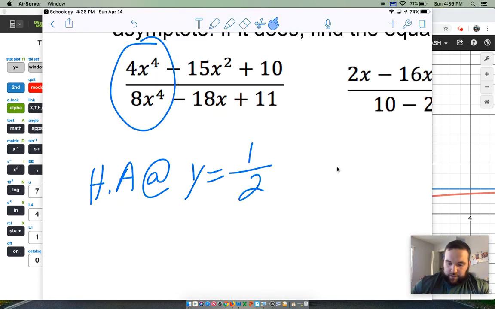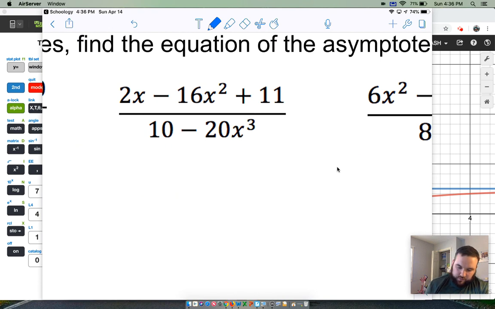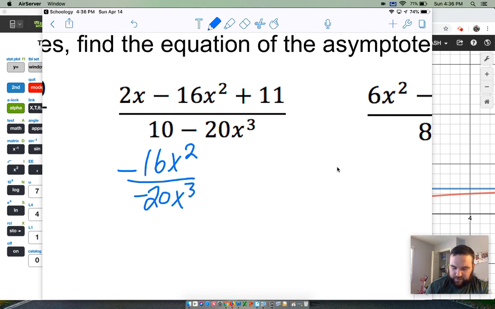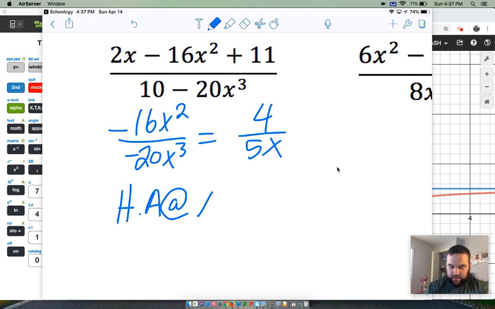All right, there's that one. This one, the fraction that we had was -16x squared over -20x to the third, if I took the biggest and smallest power, which gave me 4 over 5x. The rules that we just looked at in the previous slide said that if the bigger power is on the bottom, then you will always have a horizontal asymptote at y equals 0.